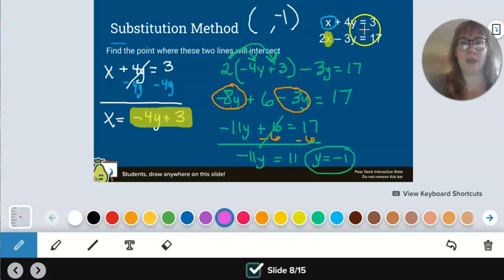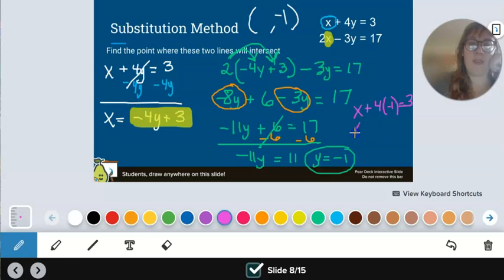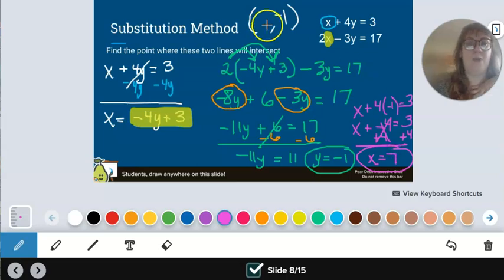I would plug it into the first equation just because that equation is a little simpler. So we have x plus 4y, which we now know is negative 1, equals 3. 4 times negative 1 is a negative 4. Since this is a negative 4, we'll just add 4 to both sides. And 3 plus 4 gets us 7. So our x coordinate is 7, which means our full solution, there's one solution at 7 comma negative 1. Yay!